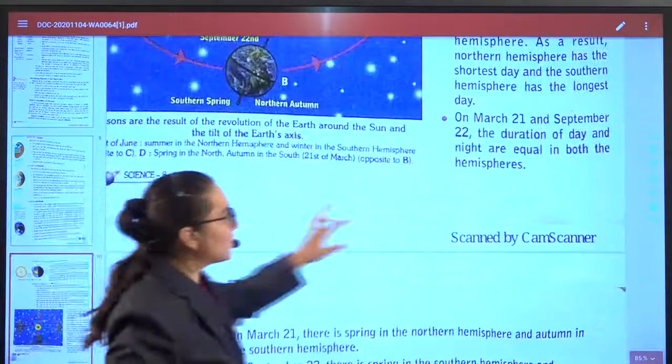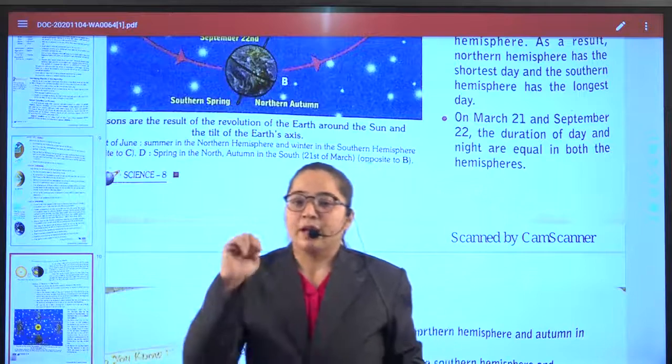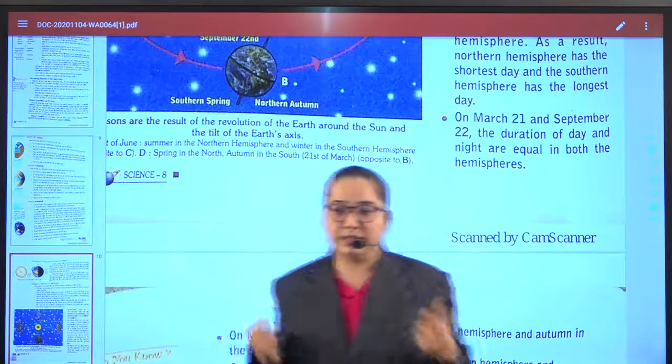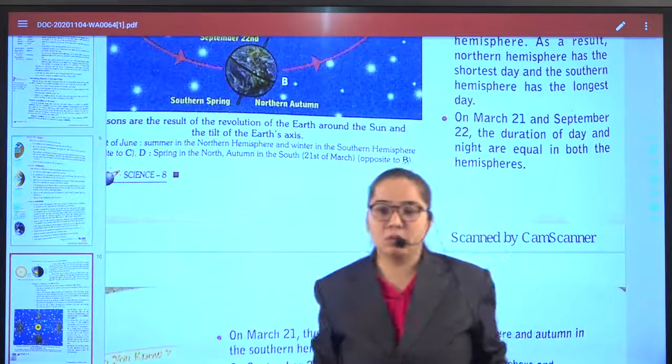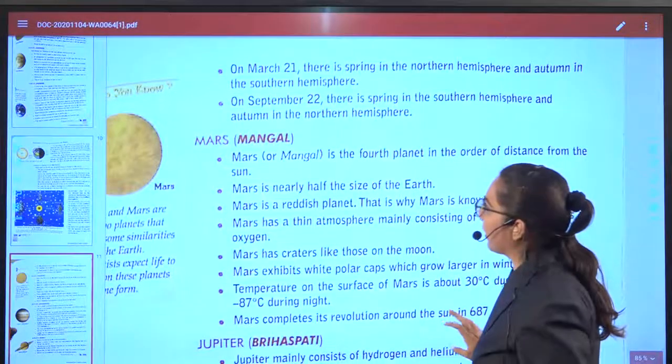Next, March 21 and September 22. During these 2 days, the duration of the day and night is equal in both hemispheres. This is the content जो आपको याद रखना पड़ेगा.